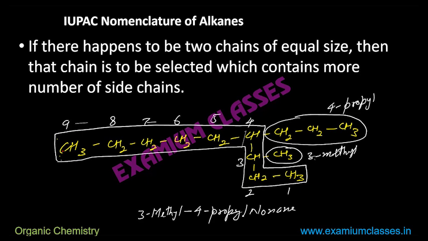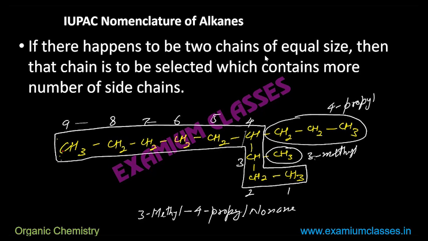Any confusion here? Don't hesitate if there is any confusion. Sir, can you please tell this one again? Okay. Just let me know which part is not clear, whether finding the main chain, longest chain, or whether finding branches, or whether naming it. Which one is not clear? Sir, naming. Naming, right.